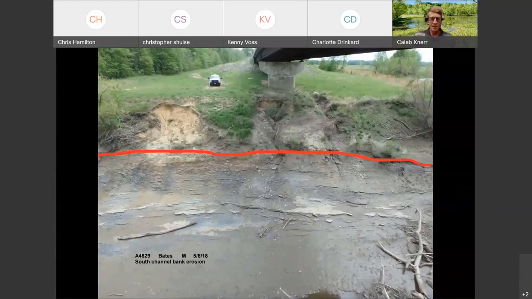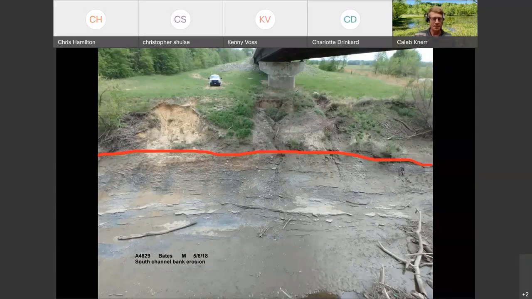And here's just another example on the Osage River in Bates County on Route M. This is just another example of where the vegetation stops, and then it's essentially just bare bank, and you can see where water gets up to those different levels and essentially erodes away the vegetation.